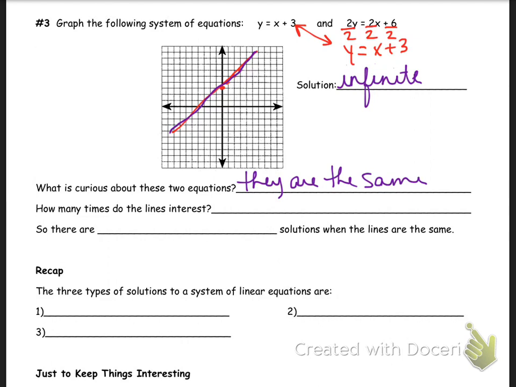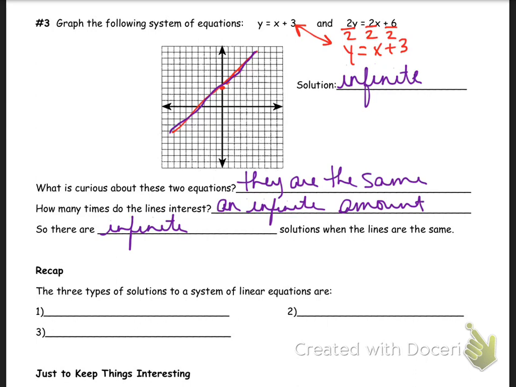How many times do the lines intersect? They intersect an infinite amount. So there are infinite solutions when the lines are the same. So remember, if it's the exact same line, every coordinate's going to work.